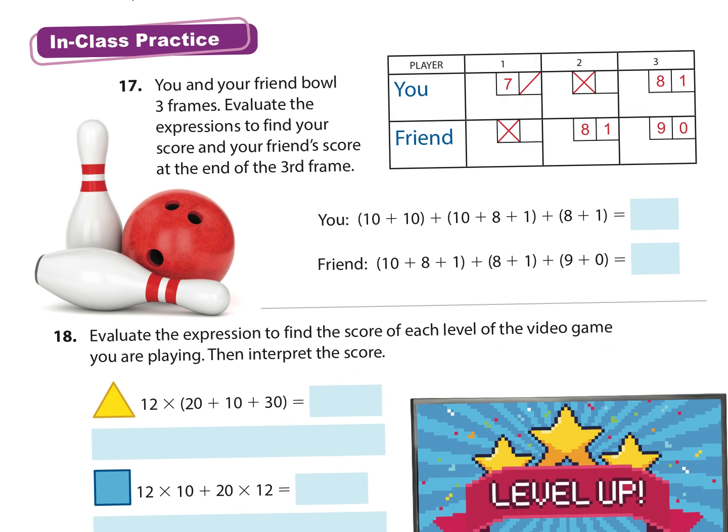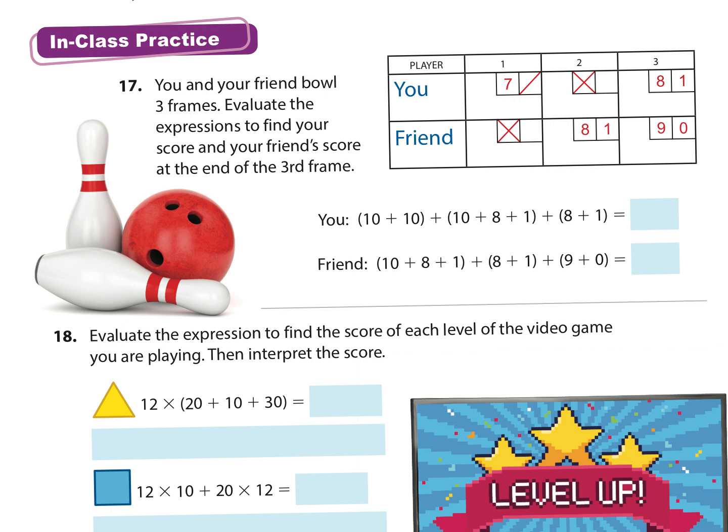Okay, number 17 says, you and your friend bowl 3 frames. Anybody ever been bowling? Okay, so when it says frames, it means you get 2 bowls, right? You get 2 turns every time, except maybe sometimes the last one. All right, so you and your friend bowl 3 frames. Evaluate the expressions to find your score and your friend's score at the end of the 3rd frame.